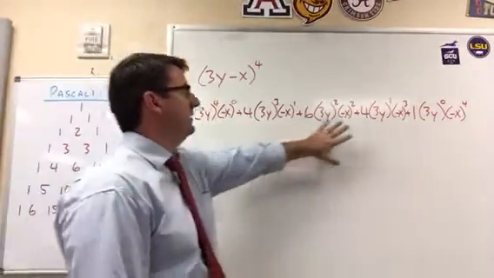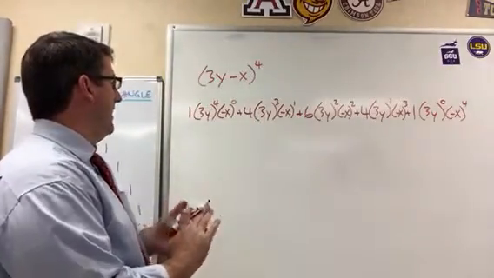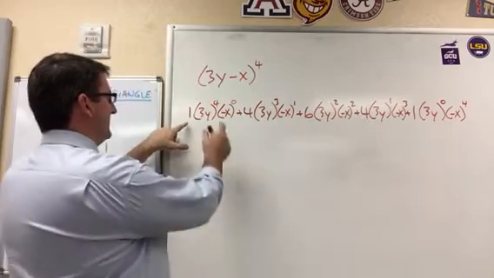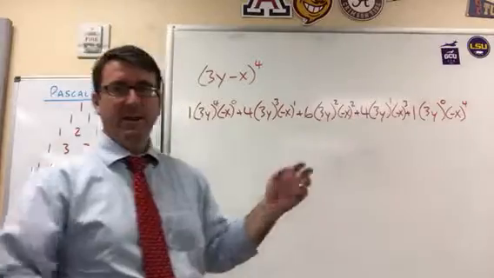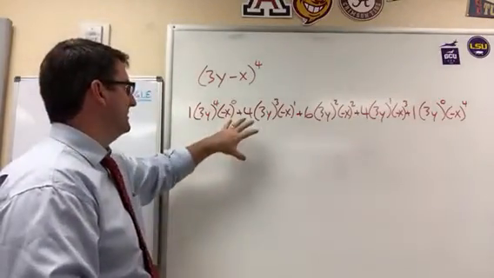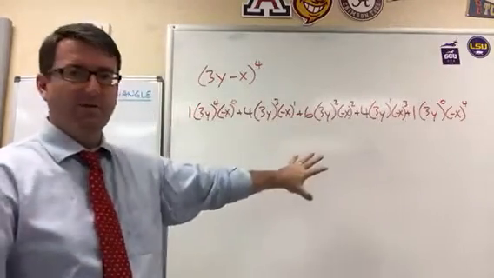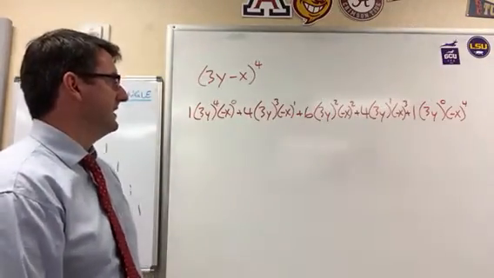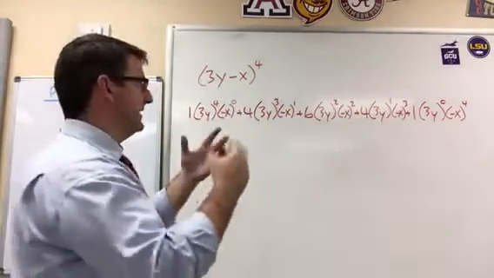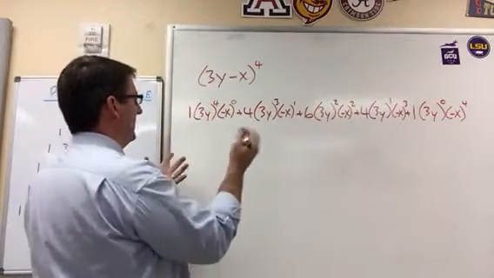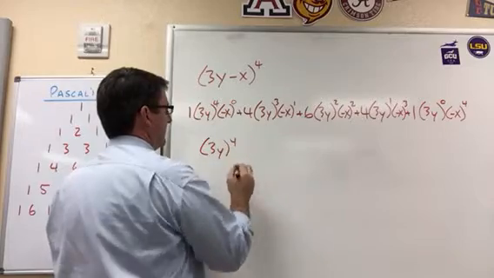All right, now we need to simplify this. The way I'm going to simplify this is first I'm going to take these coefficients and the negative x's, and I'm going to try to simplify that, and I'll just leave the 3y's as they are for this step, and then we'll work on the 3y's at the end. So here we have negative x to the 0 is 1. Anything to the 0 power is 1. Times 1 is 1. So here we're just going to have (3y)^4.